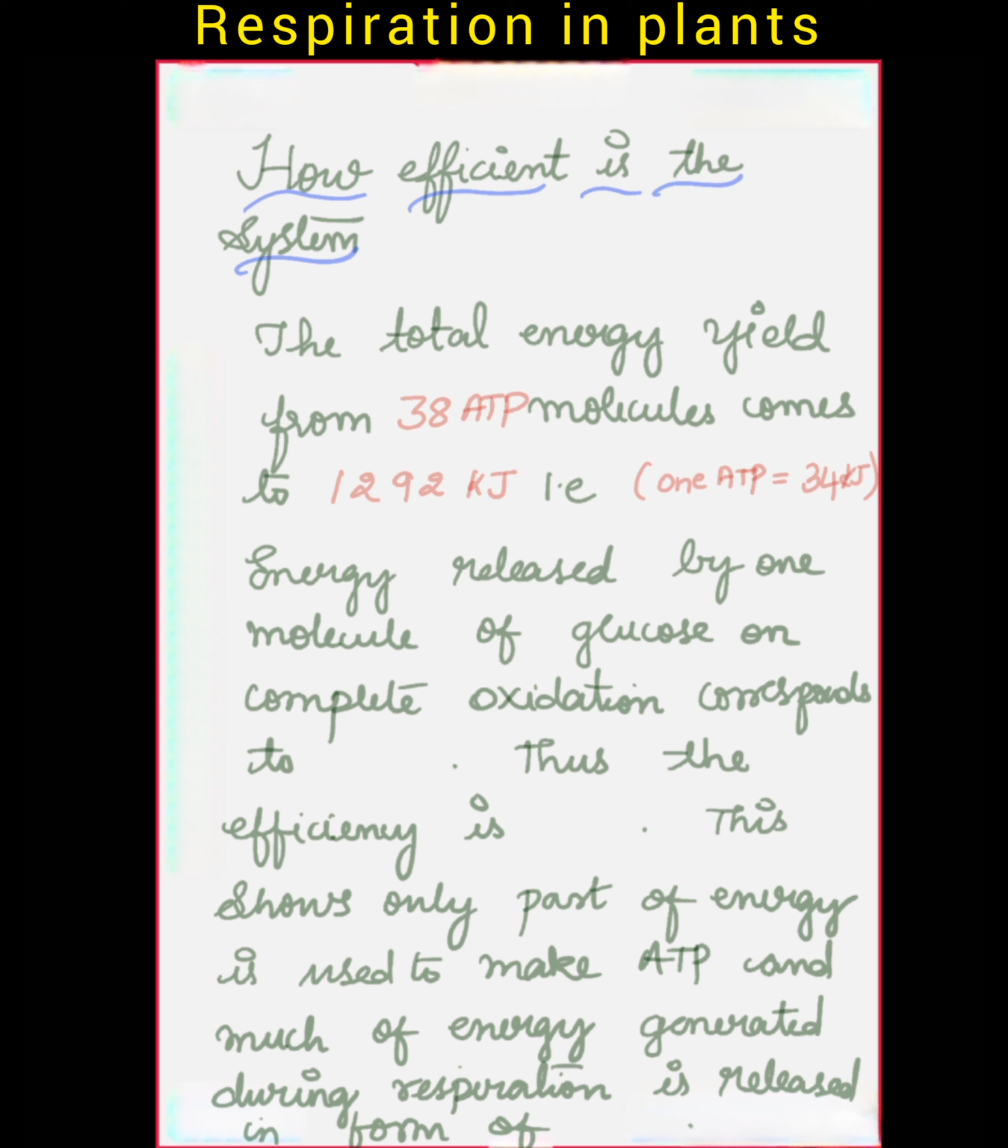Now, the energy released by one molecule of glucose on complete oxidation corresponds to nearly how much energy? In the complete oxidation of one molecule of glucose, 2870 kilojoules are produced. For the 38 ATP molecules, the energy we are getting is 1292 kilojoules, but the total energy we are getting is 2870 kilojoules.